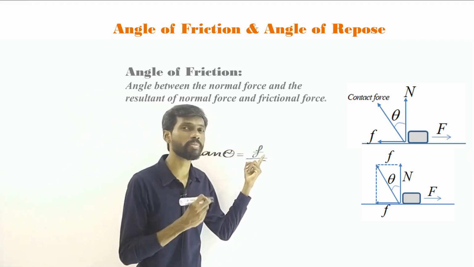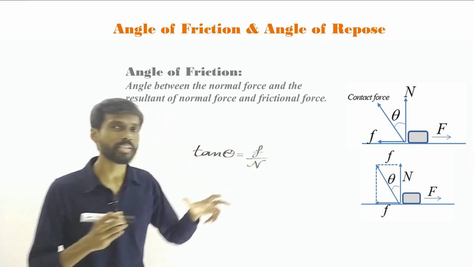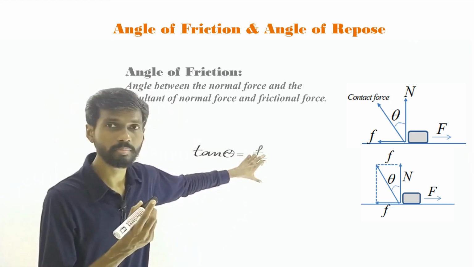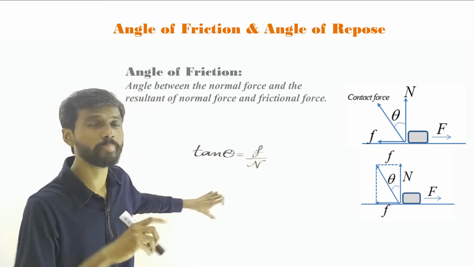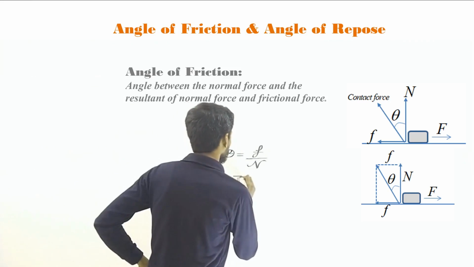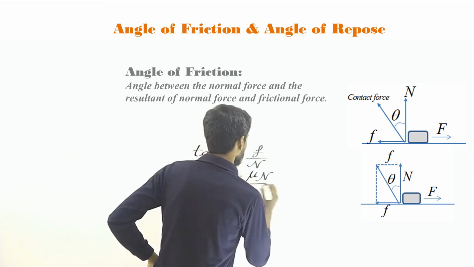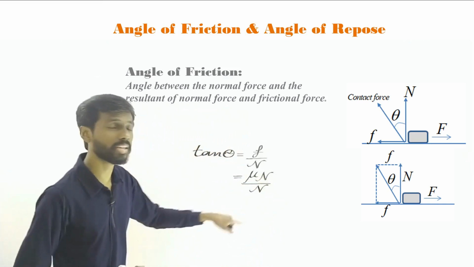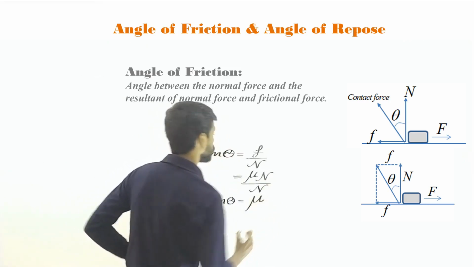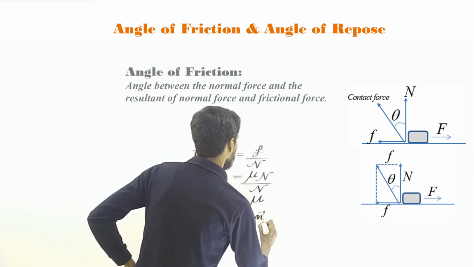Actually, it is a limiting friction, the maximum friction. But we are going to consider the limiting friction to be equal to kinetic friction. So we are not going to consider the difference between the limiting friction and kinetic friction. Mu k and mu s are taken to be just mu only. So F can be written simply as mu multiplied by the normal force. Divided by N, N gets cancelled. So we are getting the value of tan theta to be just mu. That is the formula for angle of friction: theta equals tan inverse of mu.